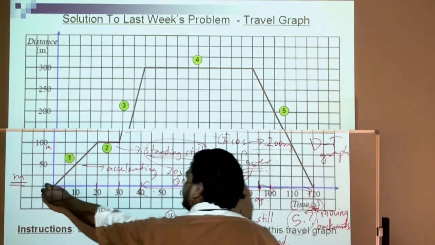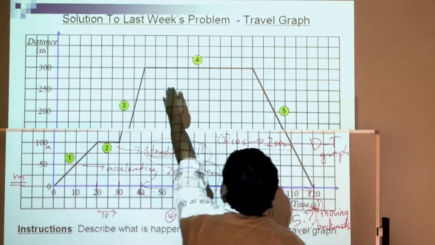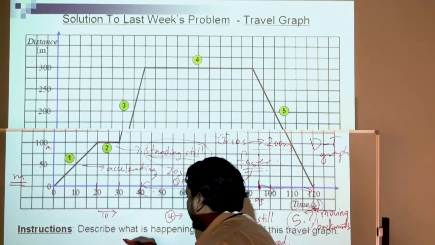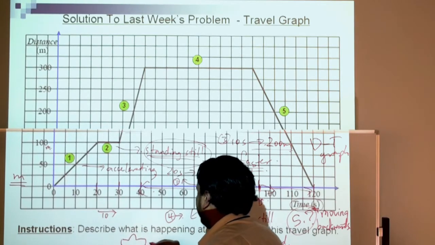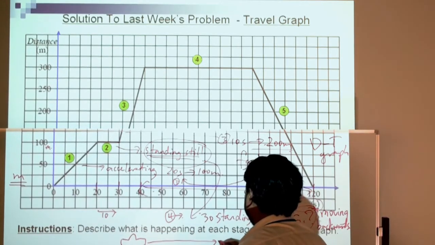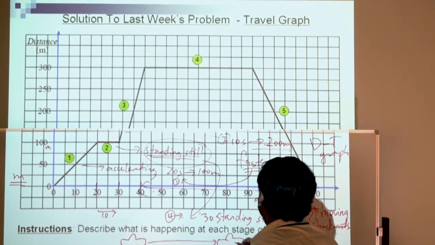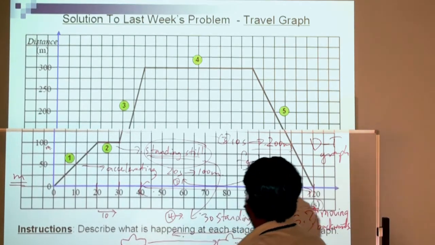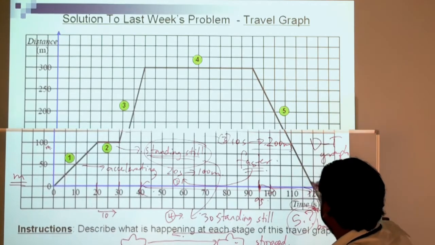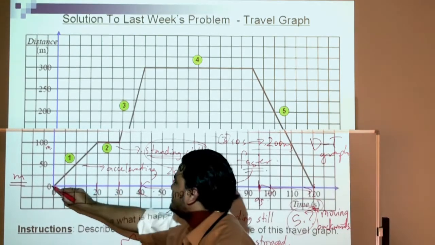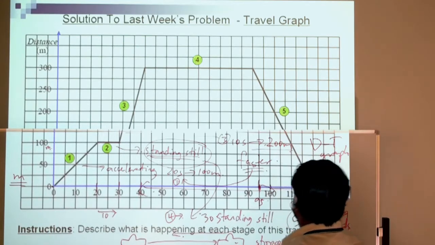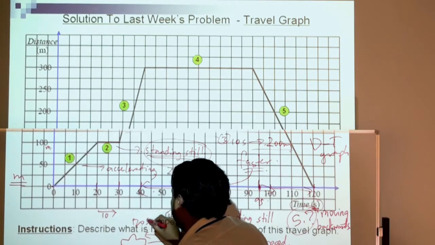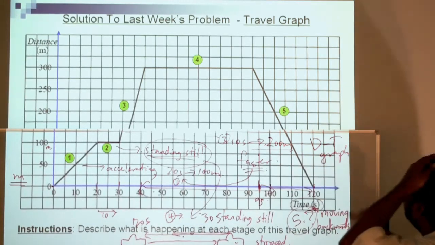From the original point, the car went all the way 300 meters over here, and then it's coming back. So let's imagine this is the car. It went all the way 300 meters. And then over here, from that stage, it's going backwards that way. It goes all the way back to the beginning, 0. After 120 seconds, it goes all the way back to the starting point.